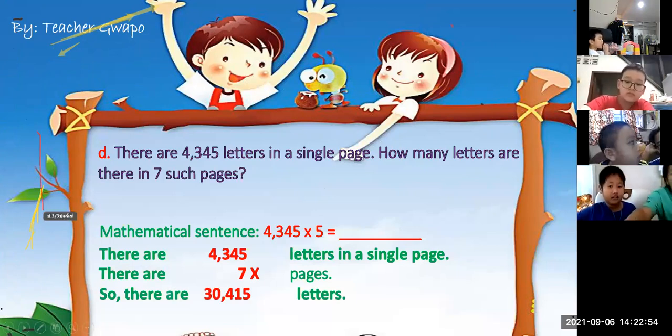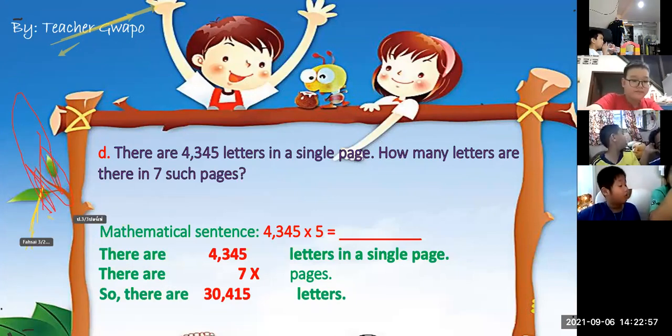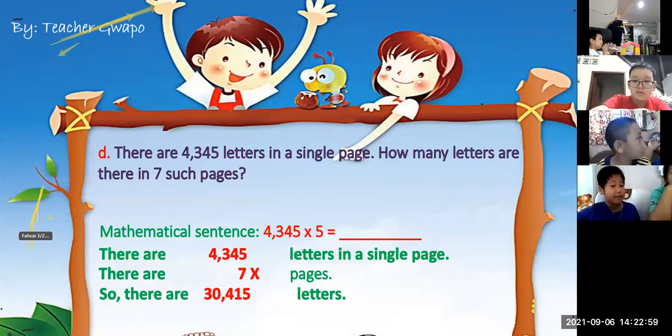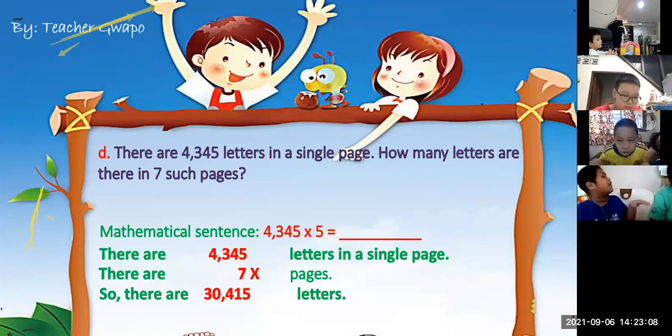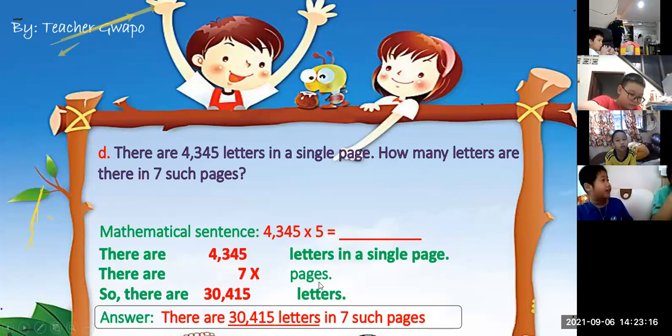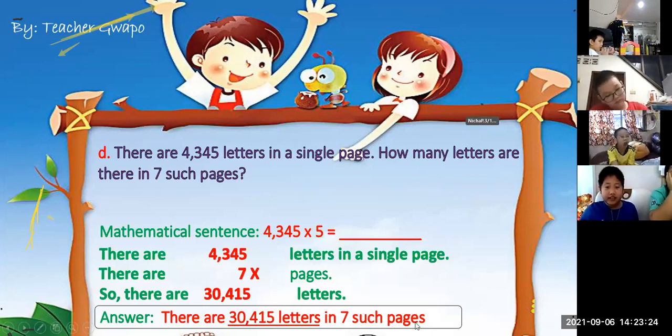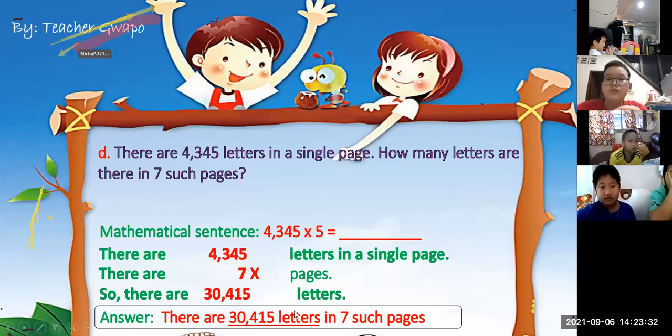So there are 30,415 letters. If we multiply 4,345 by 7, it will give us an answer of 30,415. So the answer here is there are 30,415 letters in 7 such pages. Because 1 page has 4,000 letters, 7 pages have 30,000.